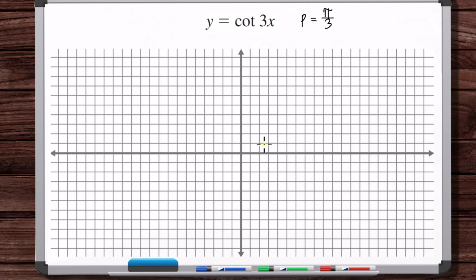So we'll do this. 1, 2, 3, 4, 5. Well, I want to make the major tick marks something consistent. So let's do this. 1, 2, 3, 4, 5. Let's do pi over 2. 1, 2, 3, 4, 5. This is pi.